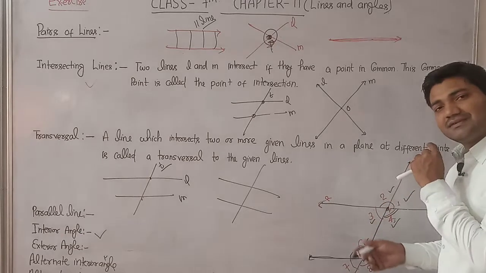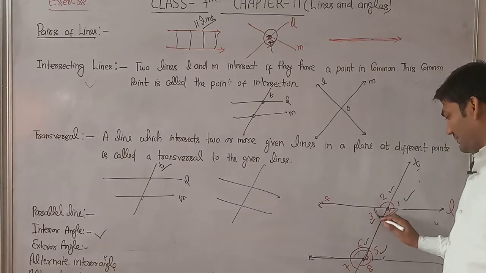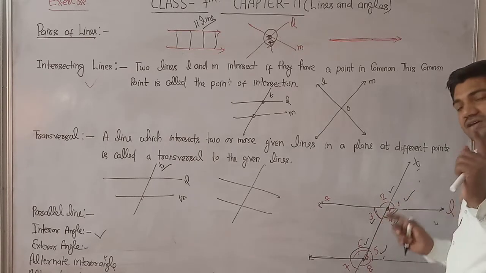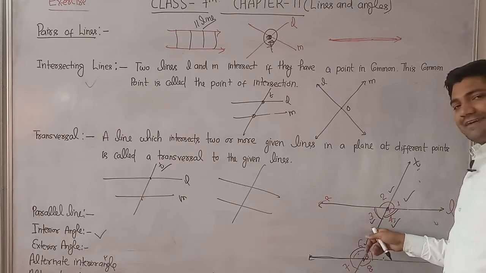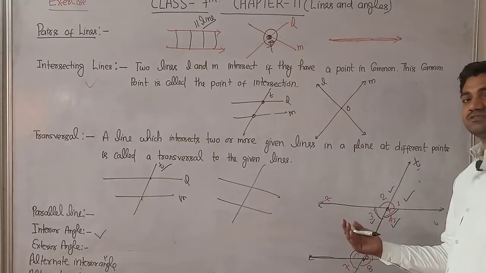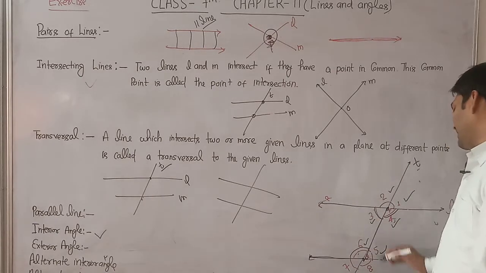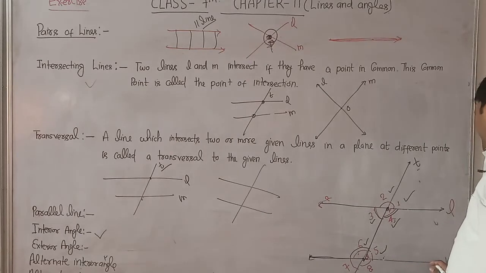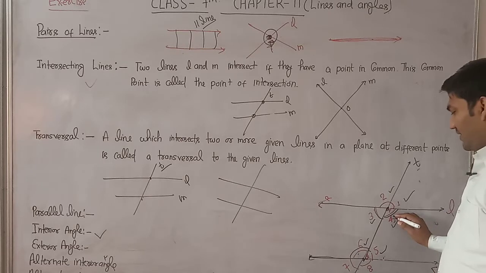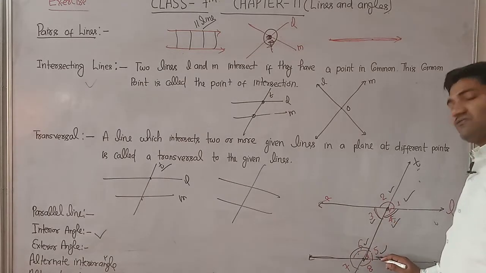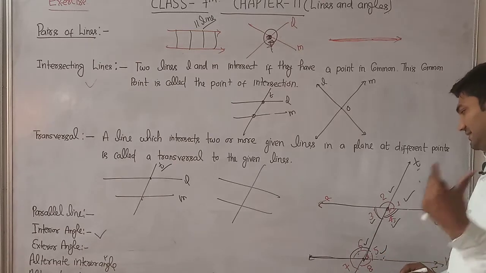When two parallel lines are intersected, angles are formed. The condition of alternate interior angles is that one arm is common to both angles and the other arms are opposite to each other. Here R is one opposite and S is the other opposite. So angle 4 and angle 6 are alternate interior angles, and angle 3 and angle 5 are also alternate interior angles.